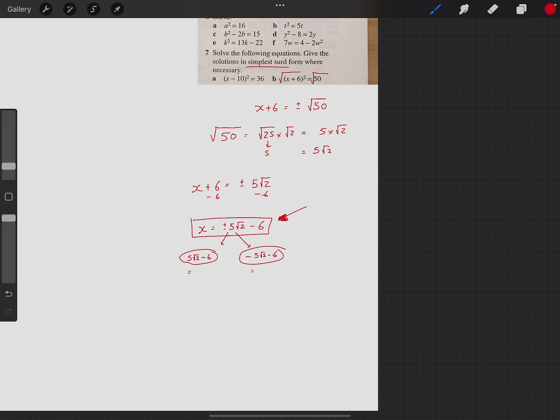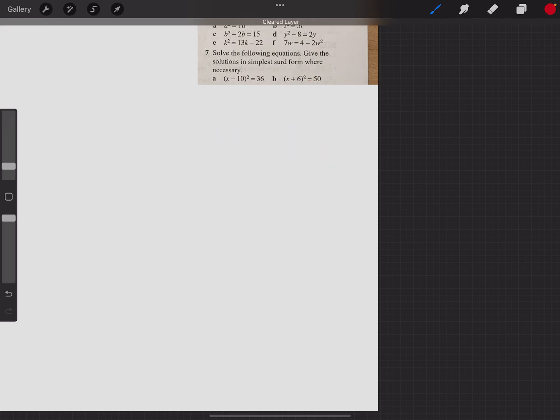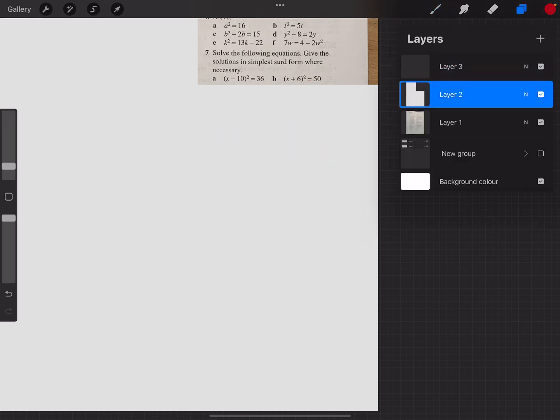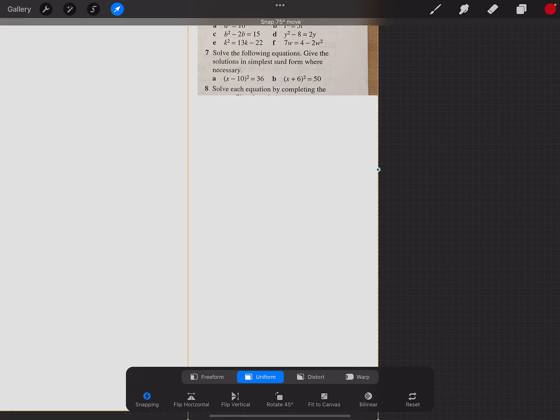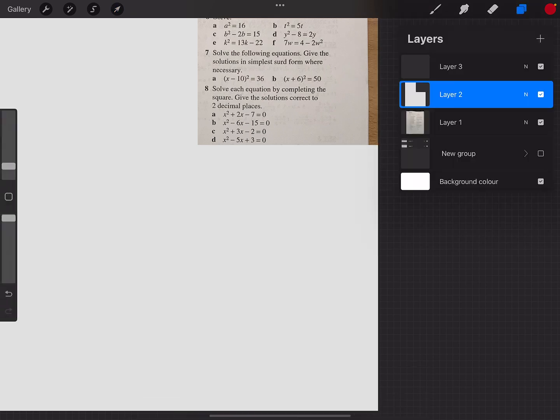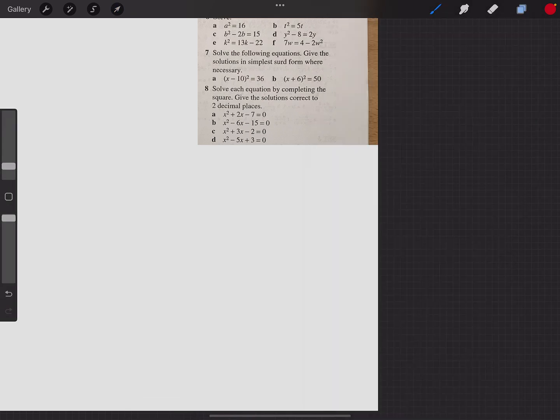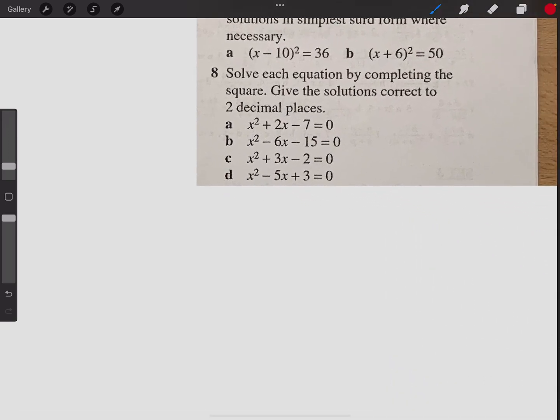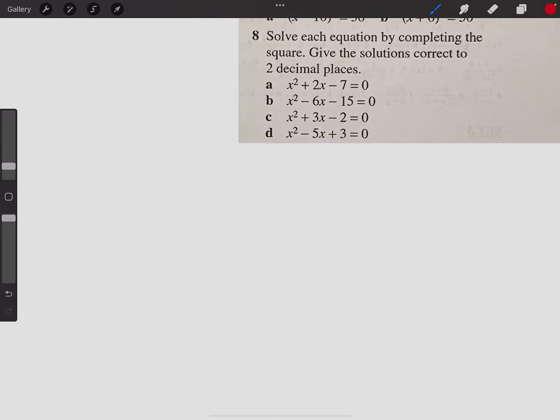Now let's do question 8. I'm gonna move this down. Okay. Alright, question 8. It says, solve each equation by completing the square, give the solutions correct to 2 decimal places. Okay. So question 8a.